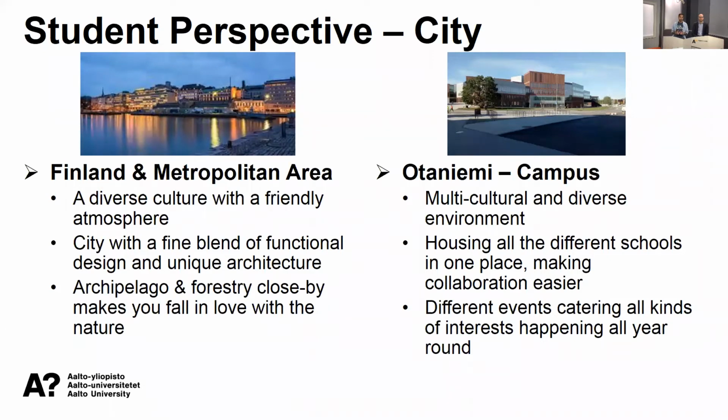And there are a lot of activities that you can do if you are into nature. For example, hiking, or you can go kayaking. There are a lot of islands where people usually go on weekends to spend some time with friends or family. And there are a lot of things that you can do even outside the university. Then when we talk about Otaniemi, the campus, it's a very multicultural and diverse environment again.